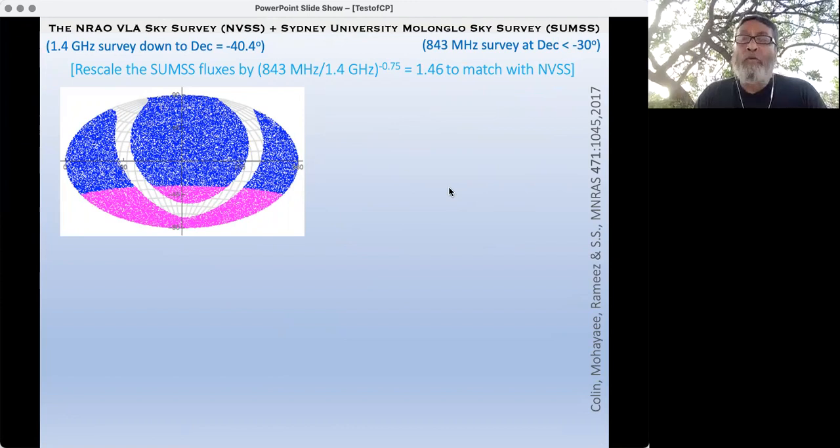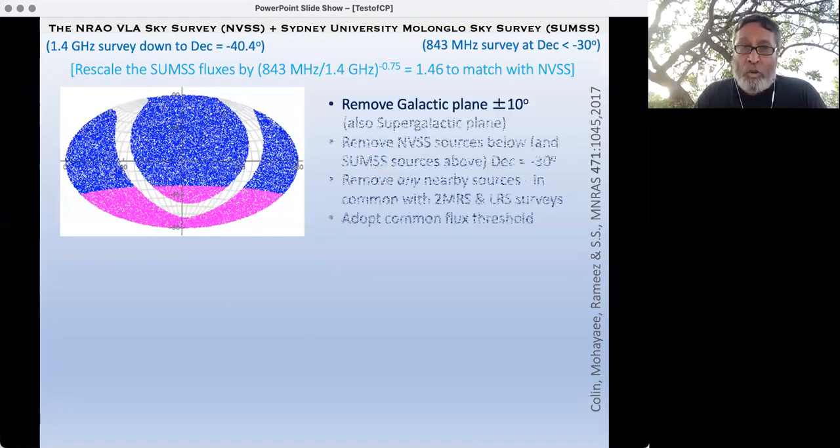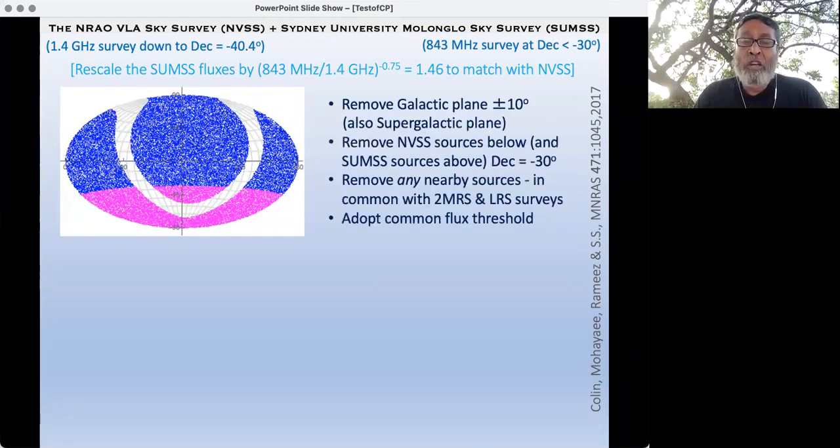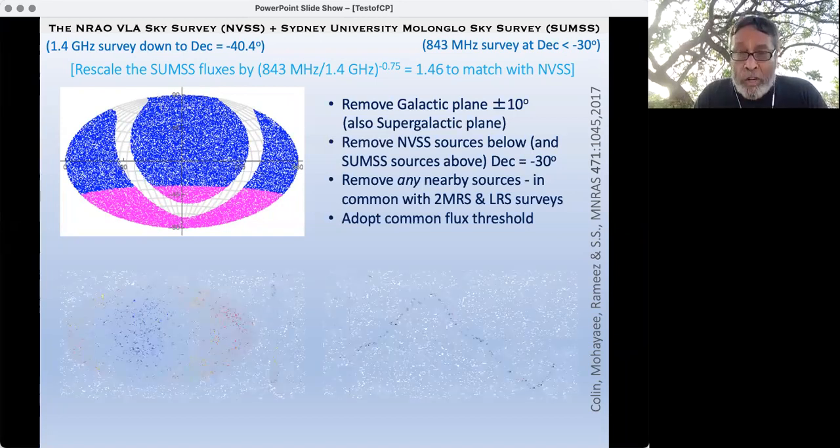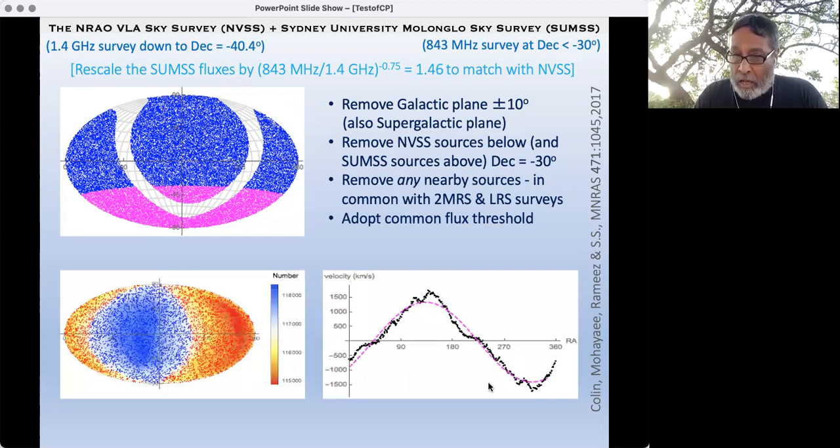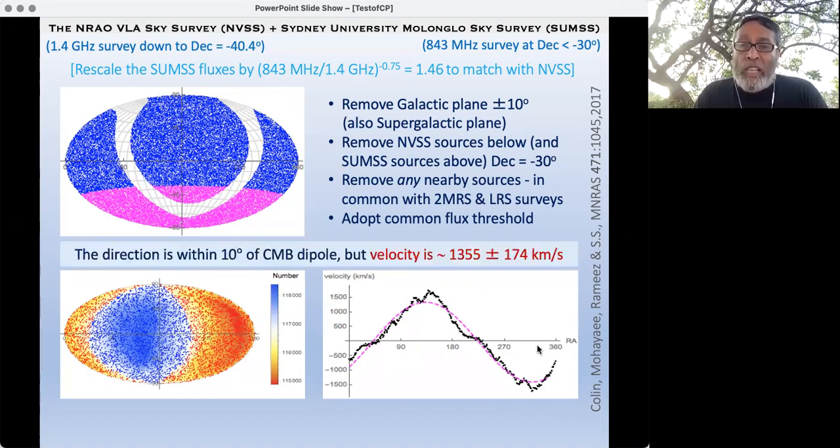And effectively, we do various quality cuts to remove possible clustering dipoles due to sources in the galactic plane or the supergalactic plane. And we do see the expected cos theta variation on the sky. And you can actually see the dipole with your eye. However, the problem is that although the direction of this is consistent with the CMB dipole, the velocity is not consistent. The velocity is significantly higher.